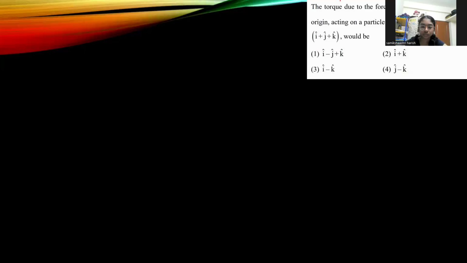So, okay, let's see. Look at this question. Torque due to the force about the origin acting on a particle whose position vector is i plus j plus k. Clear? So position vector is given. R vector is i plus j plus k. Okay. Force vector is given: 2i cap plus j plus 2k.